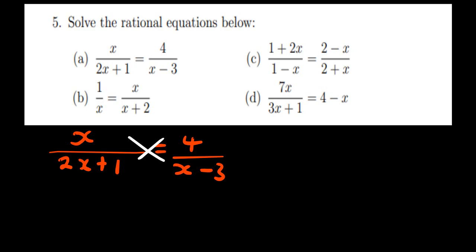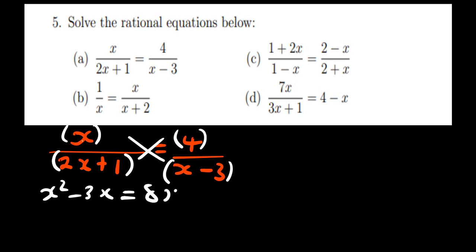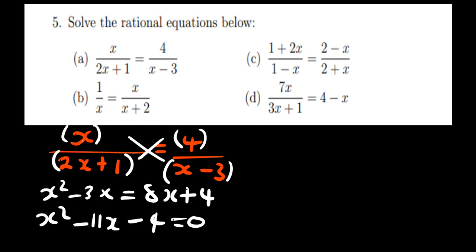So I'm going to cross multiply these ones. I'm going to start with these first. x multiplied by x is x squared. x multiplied by 3 is negative 3x, equals 4 multiplied by 2x, that is 8x, plus 4 multiplied by 4. So I'm going to have x squared minus 3x. I'm going to take the 8x to the other side, so it becomes negative. Negative 3x, negative 8x gives me negative 11x. I'm also going to take the 4 to the other side, so it becomes negative. So it becomes a quadratic. Then what do you do with a quadratic? You solve the quadratic using the quadratic formula if you want. So that's how I'm going to solve this one.